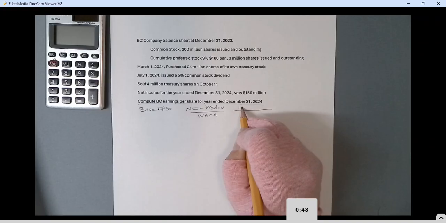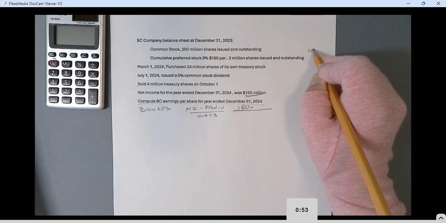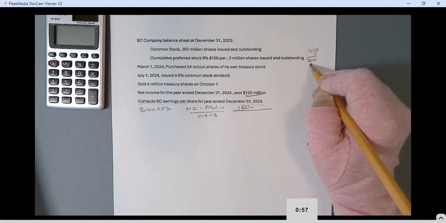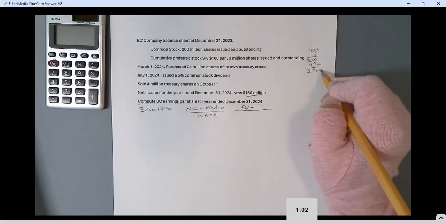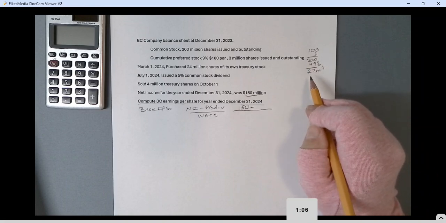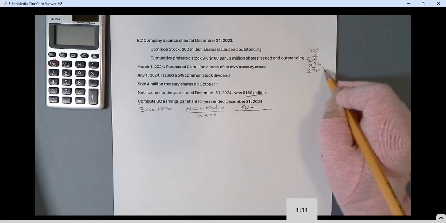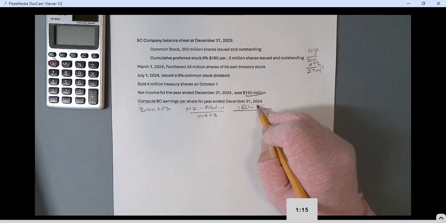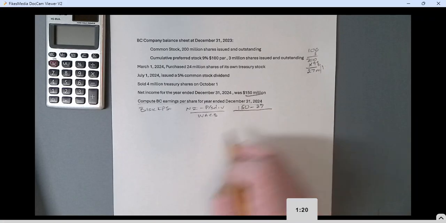Okay, net income 150 million minus preferred stock. So I have 100 par, 3 million shares. So I have 300 million times 9% equals 27 million. Okay. So some of these things I can multiply just by hand here, and other times I get the calculator out and I double check things. Okay, so 150 minus 27. And now I have to get the weighted average common shares.